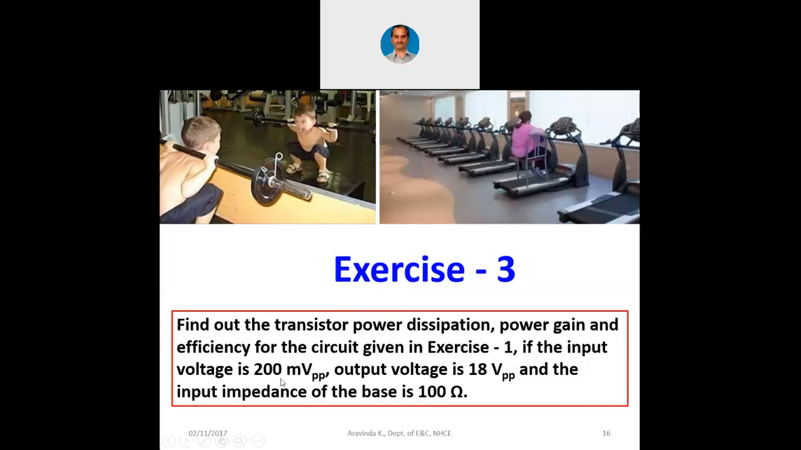200 millivolts peak to peak is the input voltage. 18 volts peak to peak is the output voltage. And the input impedance of the base is 100 ohms. Are my students noting down? I just want to know whether you are noting down or not. Either you unmute and tell me or you put it in the chat box. If you note down, then I will go to the previous slide where I have shown you exercise 1.